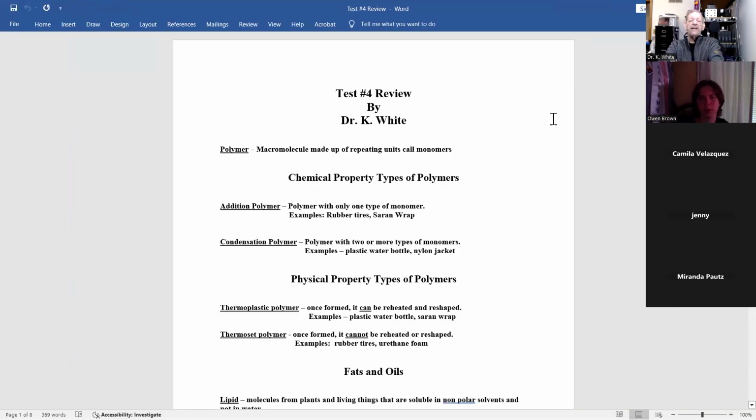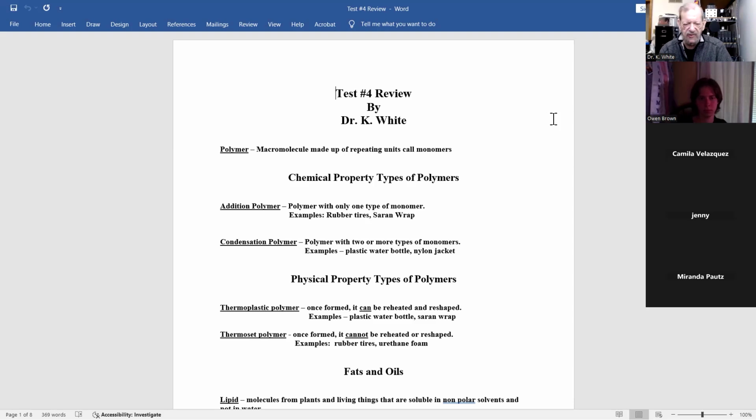All right, let's go through test 4 review. As with my other reviews, the information you should know for test number 4 are in the review. All right, let's start out with what's a polymer. And you should know a polymer is a macromolecule. That means a big molecule, made up of repeating units called monomers.